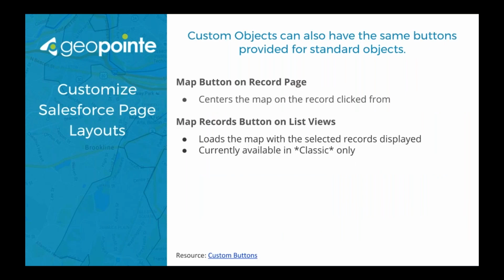The other thing we're going to go over is the button creation. So for standard objects, we package buttons you can put on your Salesforce records or on your list views that allows you to go out to the map directly from there without having to click to the map tab. So we'll also go through creating the map button, which takes you to the map centered on that particular location. And that's for record pages. And we'll also go over the map records button, which goes on your list views. Then you can select a few records and see those on the map. Currently, the map records button only works for custom objects in Classic. It's not quite ready for Lightning yet, but we'll still cover that.